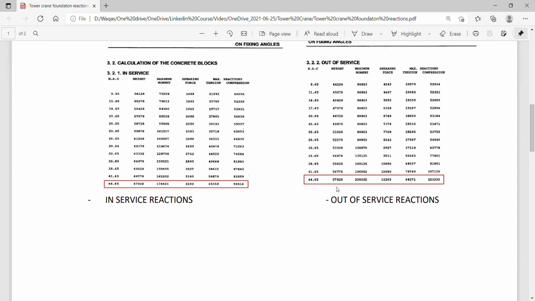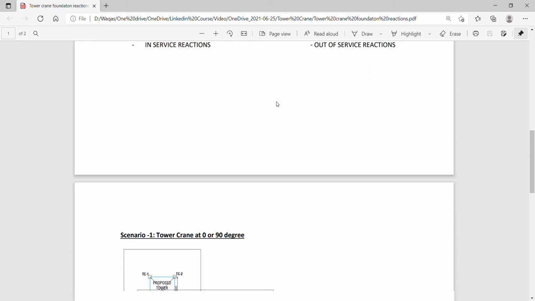Similarly, for out of service, you can see the weight and moment, which is more than in the in service case, and the shear force is also more than in the in service case. So in most cases out of service governs the design of the foundation. So let's come down here.